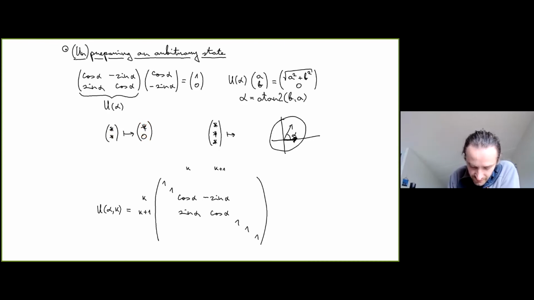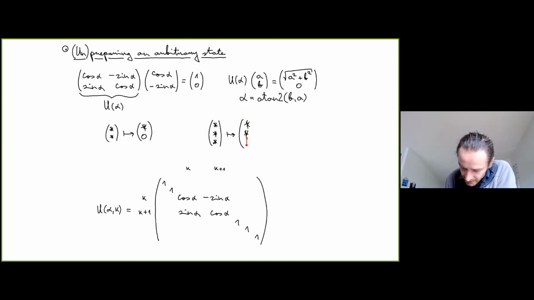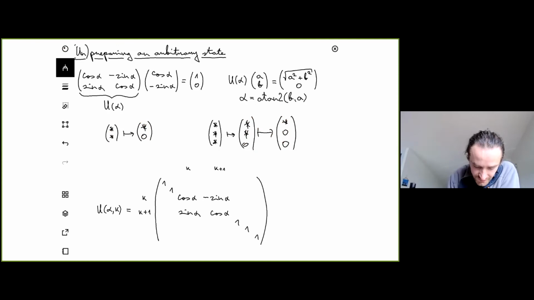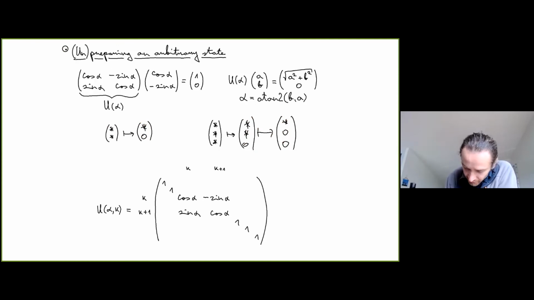Similarly, if we have a larger system, with 3 or 4 or whatever entries, we can first zero out the last entry like this, and then zero out this entry here like that. So if we want to get a 0 here, we apply the right rotation here, and then we apply the right rotation here to get this 0. By using a cascade of these rotations at the right places, we can map anything to just something and then zeros here.